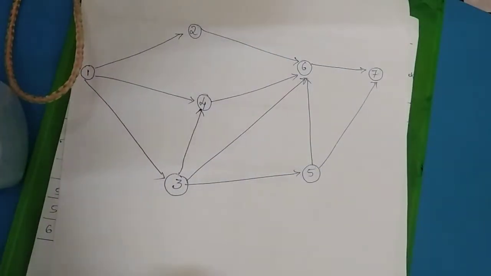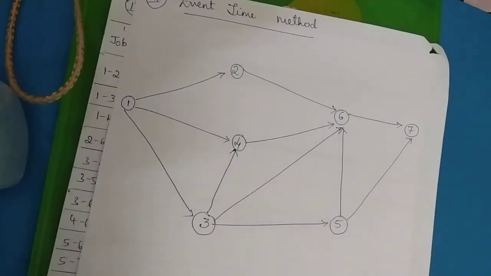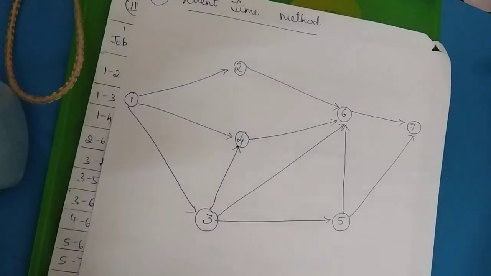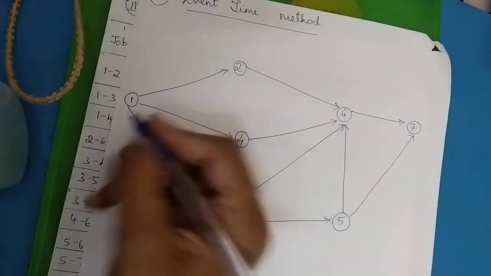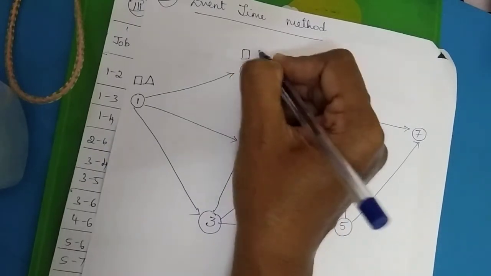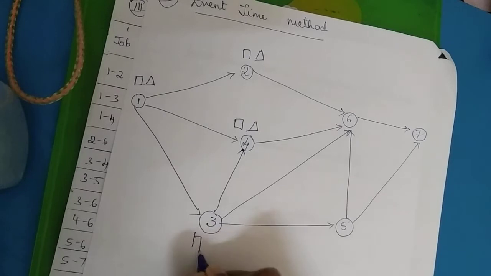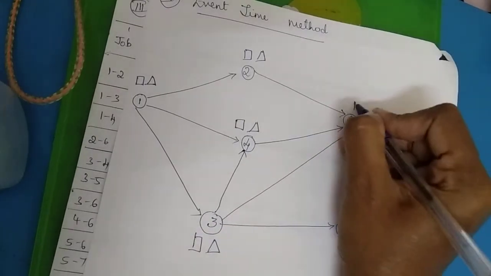So after having worked out the trial and error method, we have to now calculate the second method, that is the event time method. So I have already drawn the network diagram. So for the event time method, what we got to do is calculate the earliest start and the latest finish time. So I'm indicating it with a rectangular box and a triangle here.